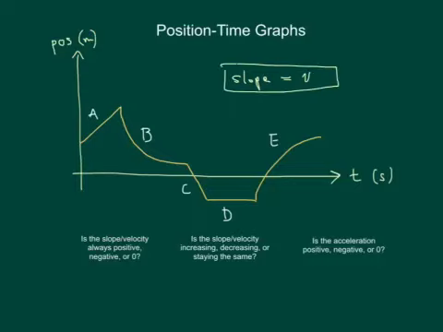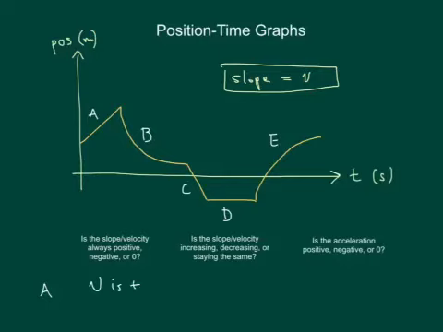So step one is finished. Let's start with segment A. Is the slope, velocity, always positive, negative, or zero during A? A goes up, so we know the slope is positive for this section A. So instead of writing slope is positive, I'm going to write velocity is positive during A. Velocity is positive.